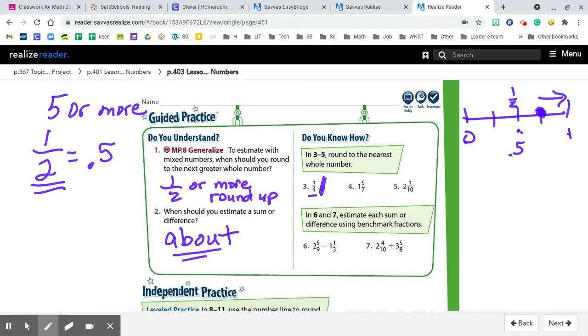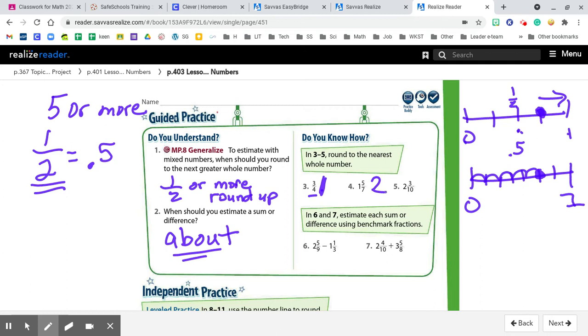1 5/7, again, if you want to use a number line. You take sevenths because the denominator is saying sevenths. So we're going to decide, is our 5/7 going to bump up that 1 5/7? 1, 2, 3, 4, 5. That's going to bump up. So 1 5/7 is greater than 1 1/2, so that's going to bump up to a 2.